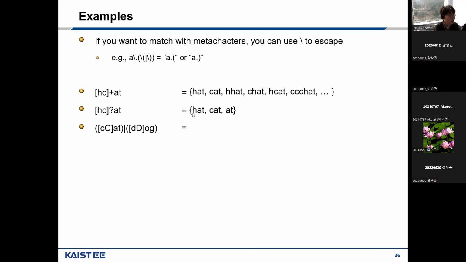Yeah, so that will be had, cat, and at. We learned the question mark means 0 or 1 repetition. So it should be H, C, or empty string. So what about this? Yeah, this is C add, large C add, small d og, and the large d. So it would be cat, cat, dog, dog.